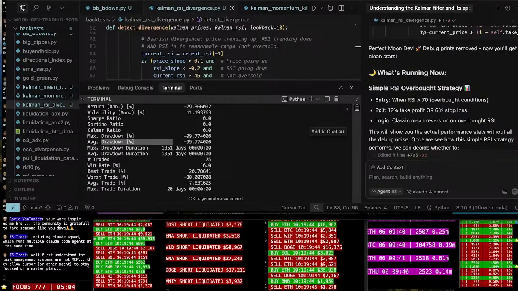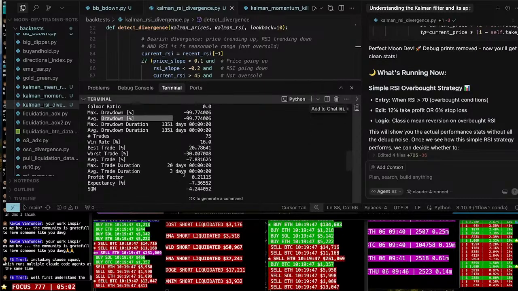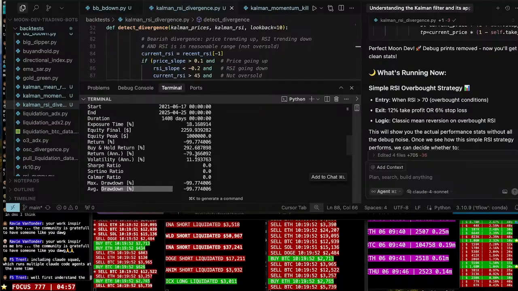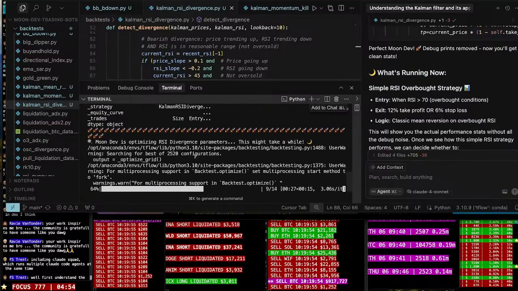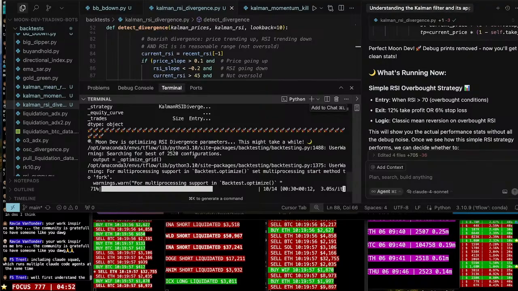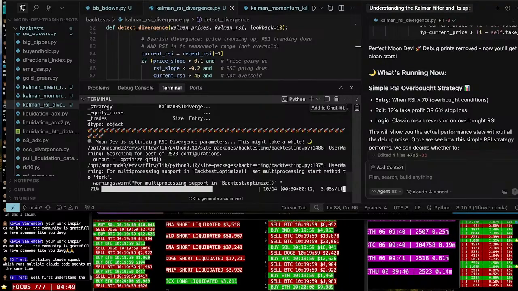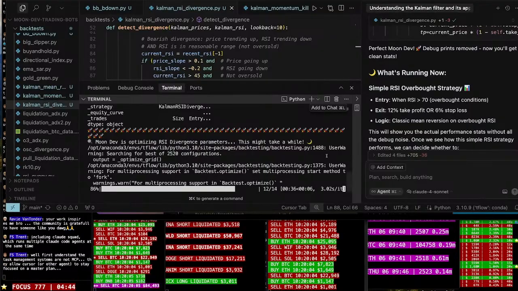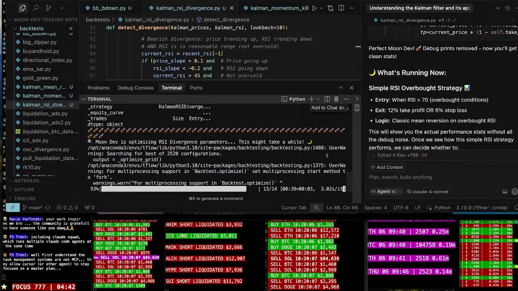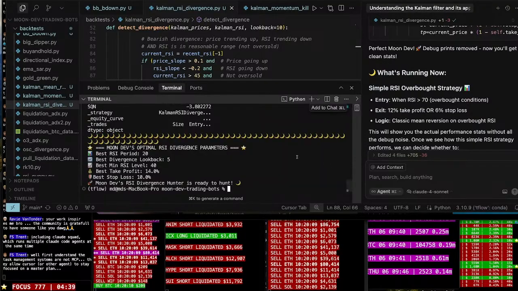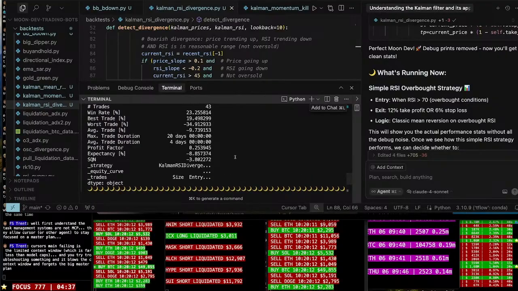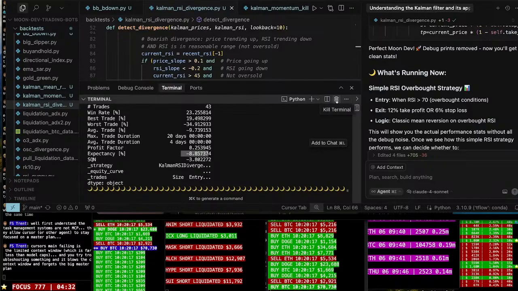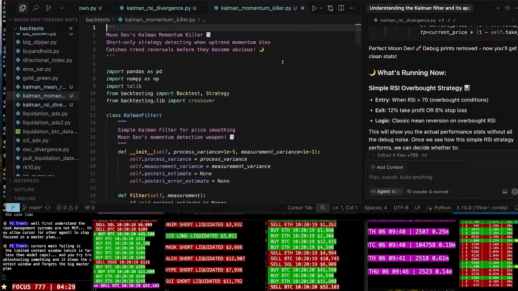Win rate is 16%, so pretty trash here. Trash strat. Exposure time. It blew up. It went to 0. Let's see what the optimization does. And this one is no good either. You can see the expectancy is -8. Okay, so let's just move on to the next one. Trash that idea. Boom.